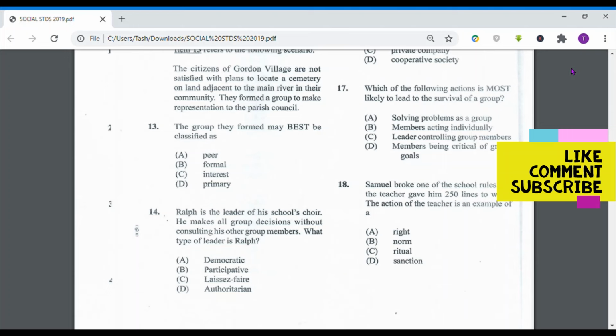Number 18. Samuel broke one of the school rules and the teacher gave him 250 lines to write. So Samuel is basically being punished. The action of the teacher is an example of a right, a norm, a ritual, or a sanction. That is a sanction. So for number 18, your answer would have been letter D.